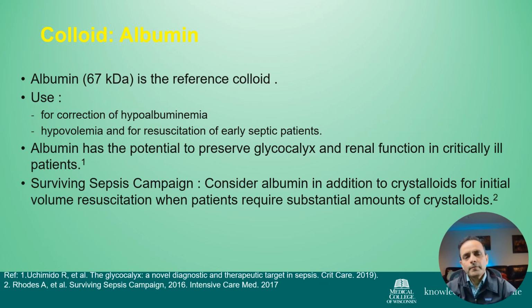Let's talk about albumin. The size of albumin is 67 kilodalton. So it is classically used for correction of hypoalbuminemia, and also for hypovolemia and for resuscitation of early septic patients, because it has been shown to preserve glycocalyx and renal function in critically ill patients. So the Surviving Sepsis Campaign recommends consideration of albumin addition to crystalloid for initial volume resuscitation in patients requiring substantial amount of crystalloid.